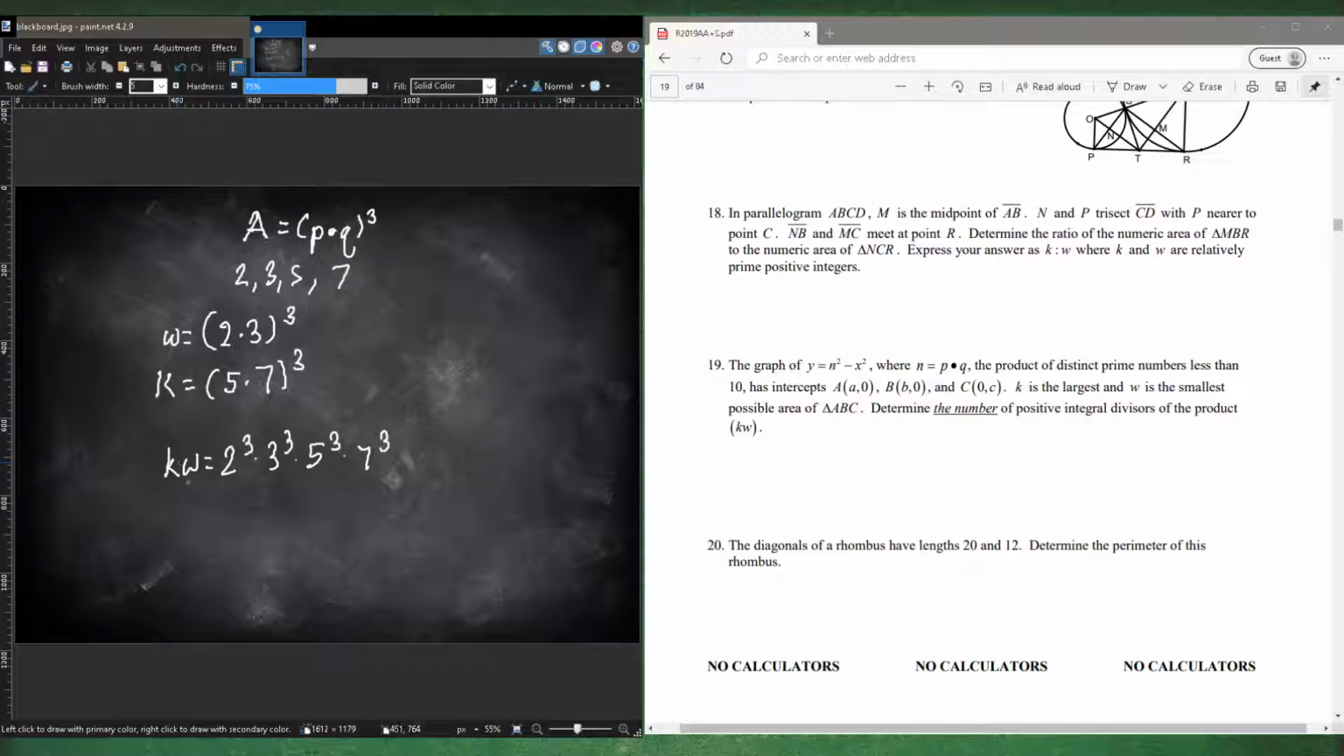And now we need to find the positive integral divisors. An easy way to do this is add 1 to each of the exponents. So that's 4, 4, 4, and 4. And then you multiply them all together. So 4 times 4 times 4 times 4 is equal to 256. And that's your answer for number 19.